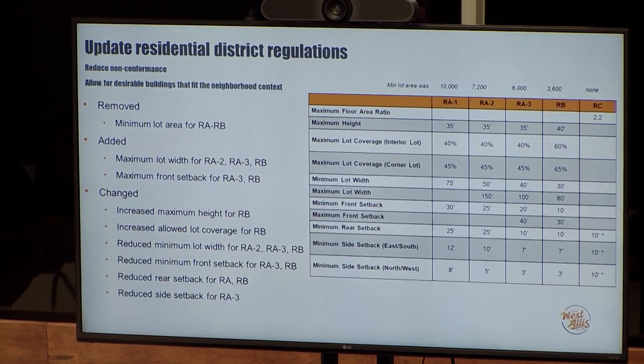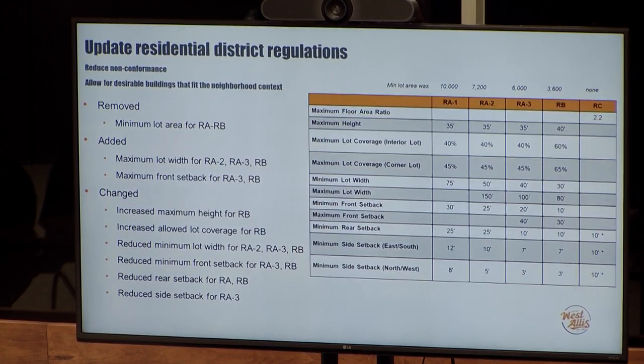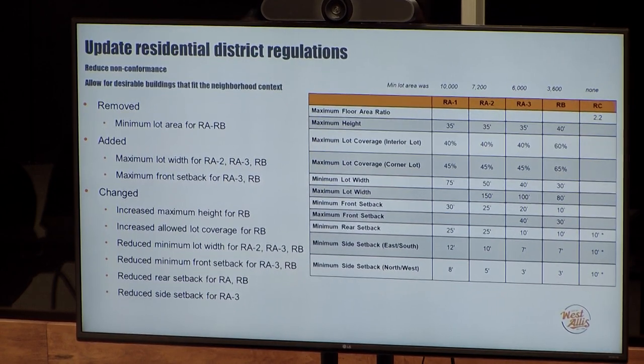And then we're also introducing maximum lot widths, not to exceed certain numbers. In terms of the maximum lot width, in the RA district we don't have a maximum, but in the case of RA2, RA3, you see the maximums are pretty generous.